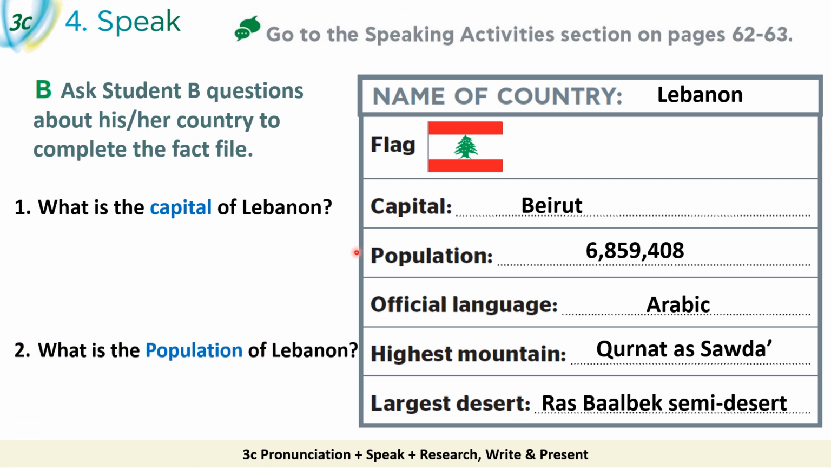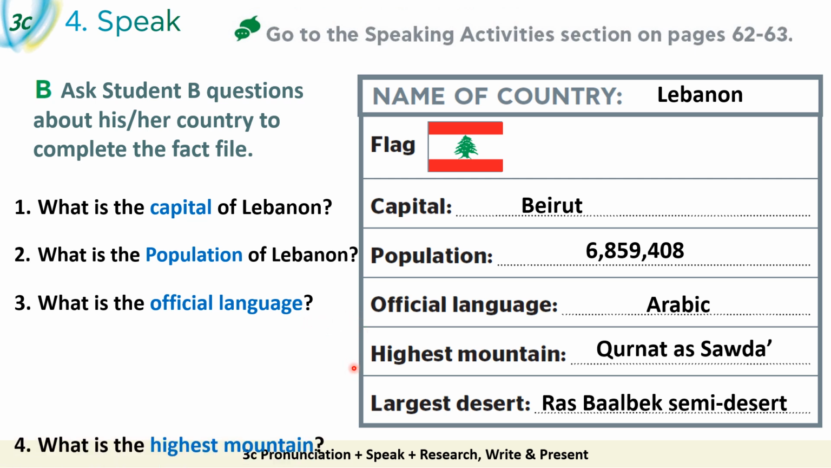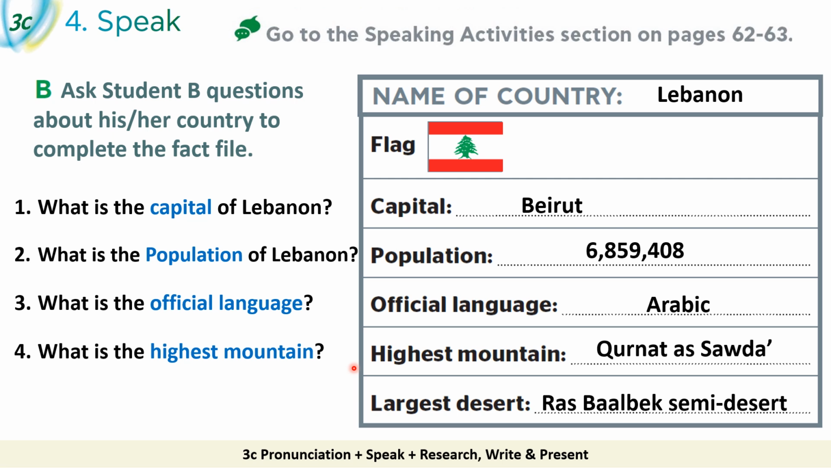The population. What is the population of Lebanon? The official language. What is the official language? The highest mountain. What is the highest mountain? And finally, what is the largest desert? Now, this is how we ask about the fact file.